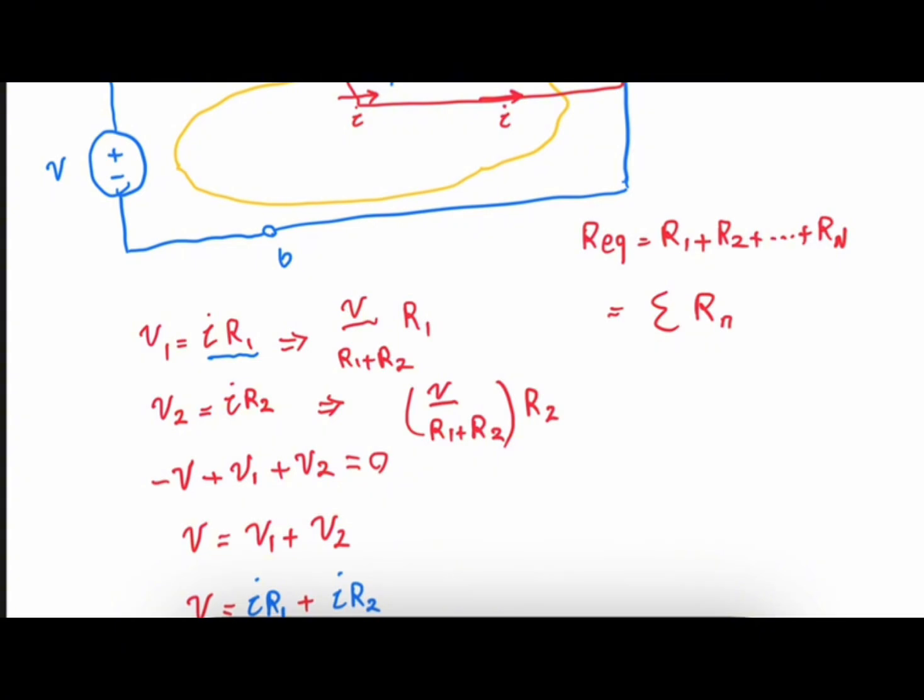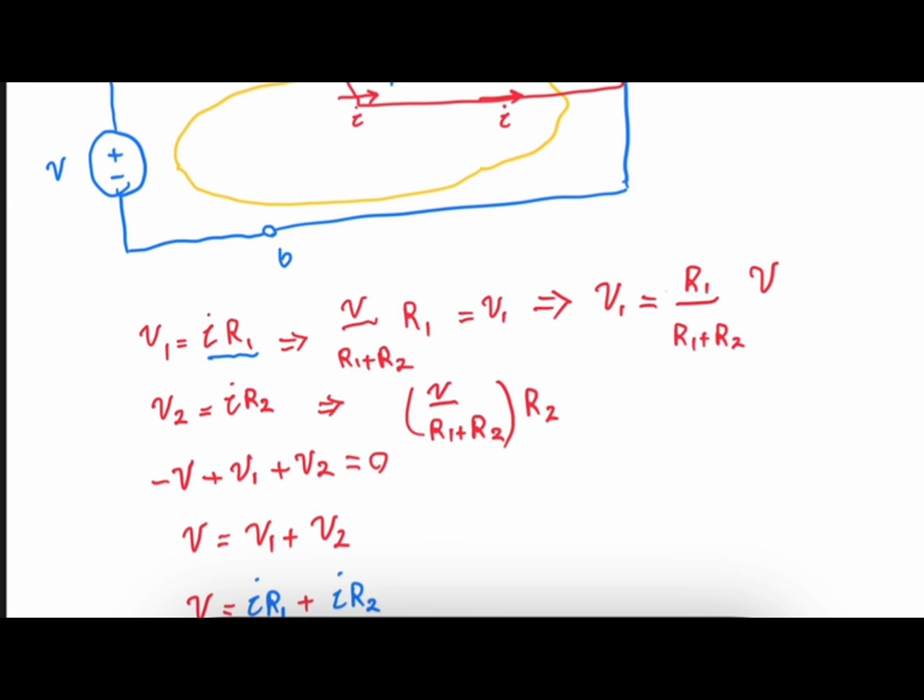Rearranging both equations, I can write V1 as R1 over R1 plus R2 times V, and V2 is equal to R2 over R1 plus R2 times V.